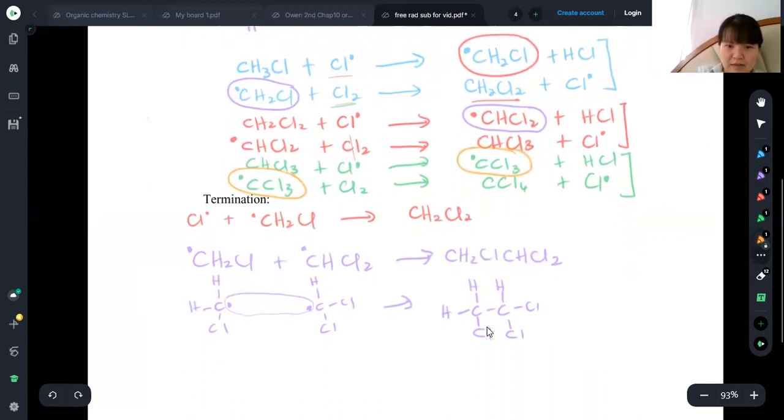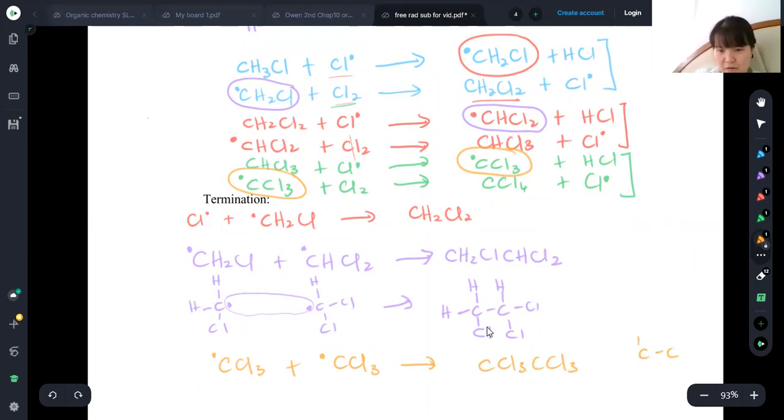So a radical is not so stable when they meet each other with no UV light. So they'll release energy and form a bond. So that last example, CCl3 dot, same thing, CCl3 dot, I'm going to get CCl3-CCl3. Or rather, all of them are Cl this way.